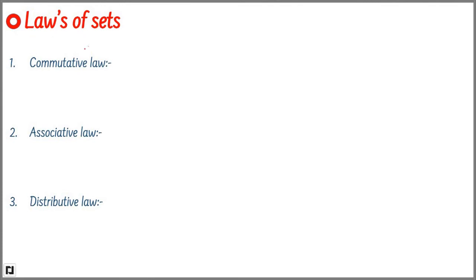Here we have some laws of set. First is the commutative law. In the commutative law we have 3 rules, which are A union B equal to B union A. The second one is A intersection B equal to B intersection A. The third one is A symmetric difference B equal to B symmetric difference A.